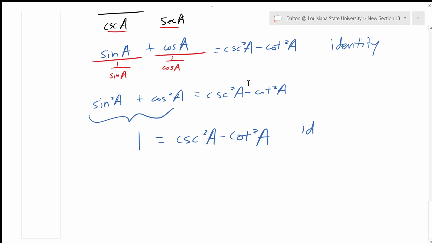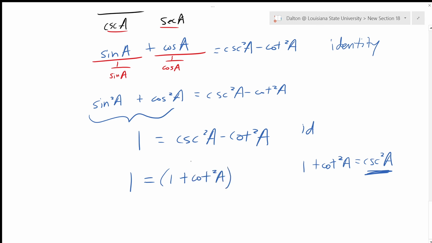Another Pythagorean identity, right? Which says that 1 plus cotangent squared A equals cosecant squared A, right? Okay, so let me show you not manipulating it. That identity would then say that 1 equals, since it's already solved for cosecant, then instead of cosecant, we can substitute in 1 plus cotangent squared A, right? Cosecant is equal to this, minus cotangent squared A. And then what?